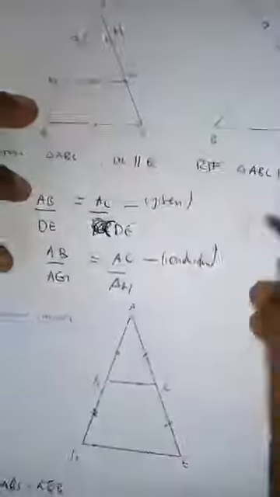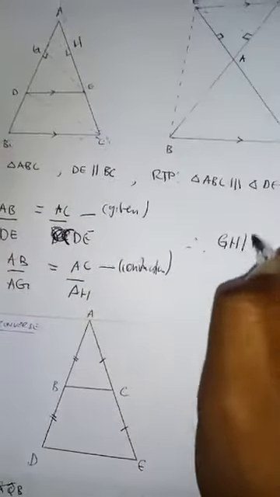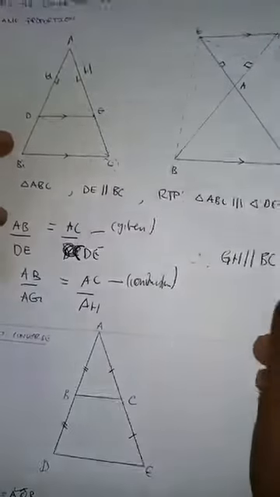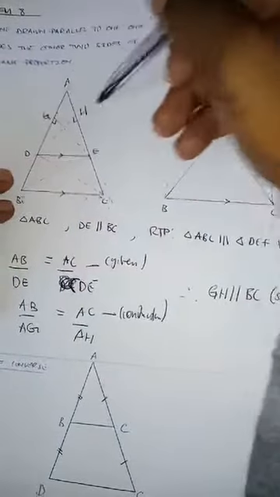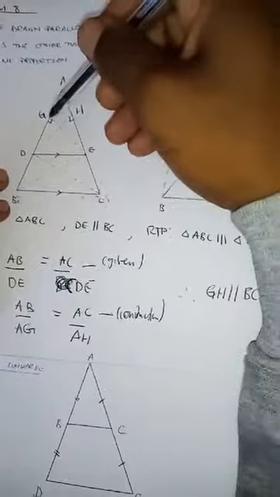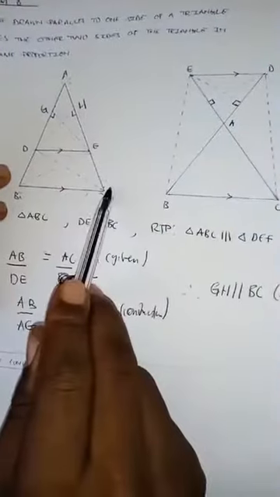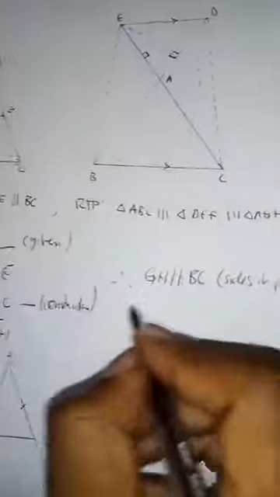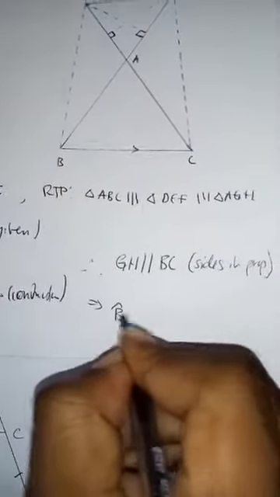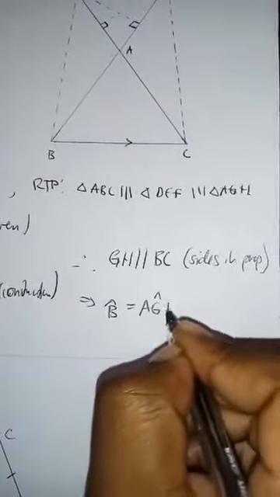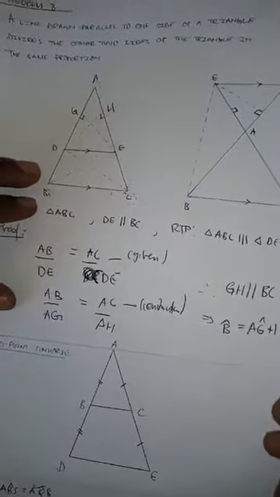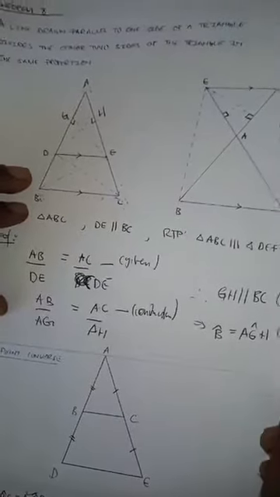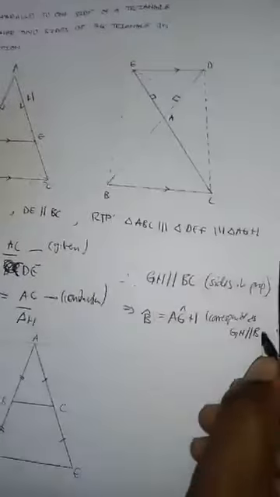So therefore, because of this, we have GH being parallel to BC. Why? Because of sides in proportion. So where's GH? GH will be parallel to BC, right? Therefore, this implies that angle B is equal to angle AGH. These are corresponding angles between GH, which is parallel to BC.